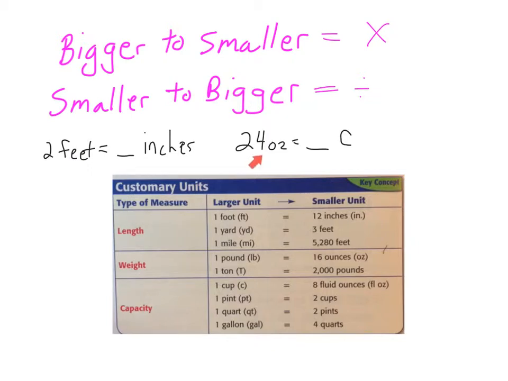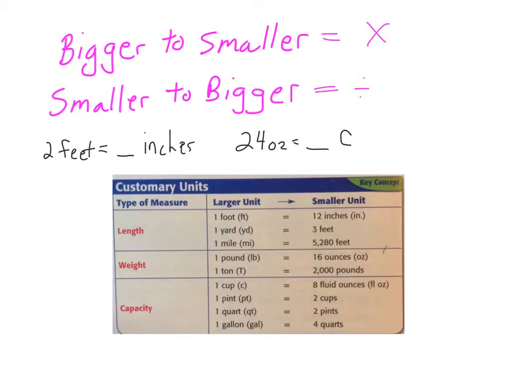So let's say that I had 24 ounces is equal to blank cups. So the first thing again I need to do is look at which is the larger unit, ounces or cups. So when I go down here, I see 1 cup equals 8 fluid ounces. So if I went for 1 cup and 1 ounce, 1 cup is going to be larger. So here I'm going smaller to bigger. And when I do smaller to bigger, I divide.